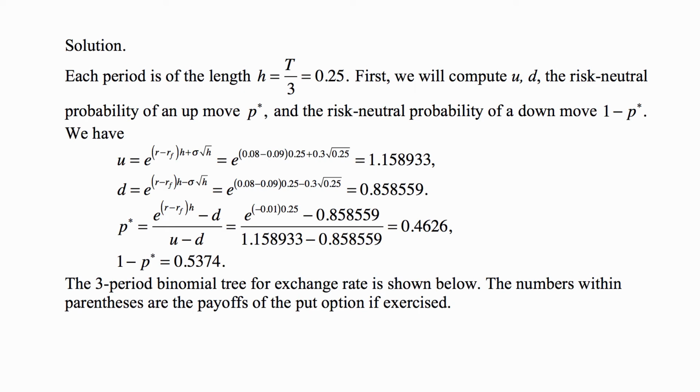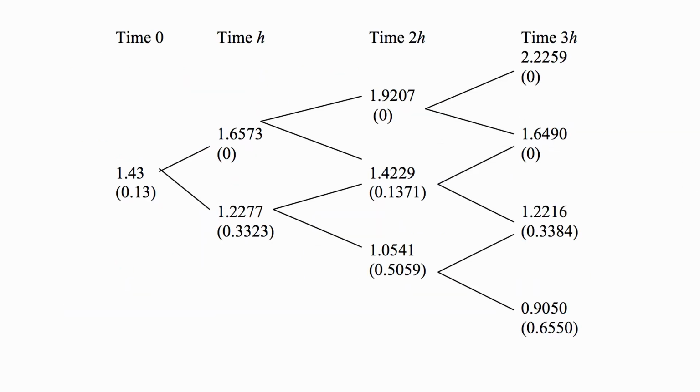And then we'll draw the 3-period binomial tree for the exchange rate. In that tree, the numbers within parentheses will be the payoffs of the put option if exercised. Here is the picture of that. These values are simply the previous value of the underlying multiplied by U for the up move and by D for the down move. Underneath it, you have the value of the exercise of the option at that node of the tree. Of course it's a put, so the option becomes valuable when exercised for the mostly downward moves of the exchange rate.